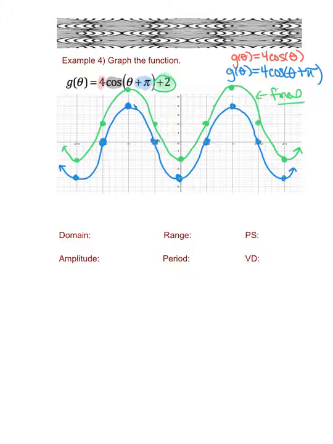So looking at the final graph, I notice that the domain is still all real numbers. The range now goes from -2 and up to 6. The phase shift was left pi units. The vertical displacement was up 2 units. The period was not changed, it's still 2 pi. And the amplitude is 4. All right, I think I have one more example.